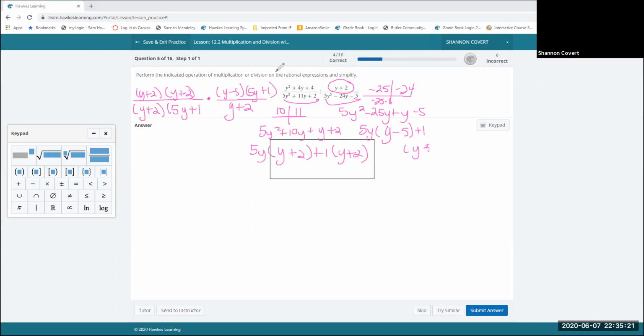And now I can go in here and start crossing some things out, hopefully. So y plus 2, y plus 2, y plus 2, y plus 2, 5y plus 1, 5y plus 1, leaves me with y minus 5. I'm just going to erase in the box because I sometimes have a hard time remembering what my solution was. Y minus 5.